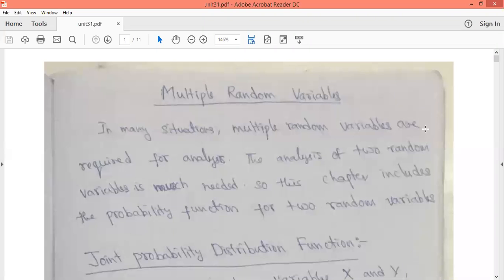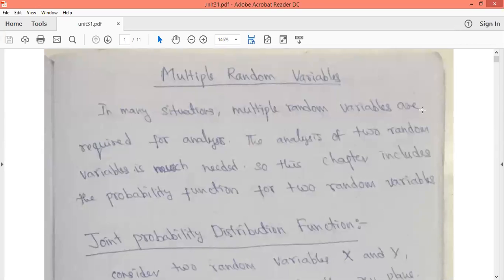So in the case of a single random variable, the probability density function, distribution function, and conditional probability will all be functions of only one variable. Okay. So in this chapter, we'll be discussing multiple random variables.